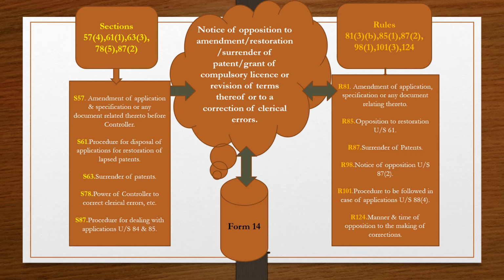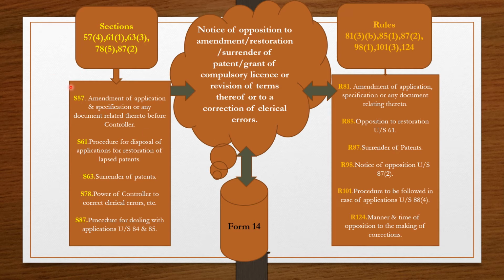Revision of Terms thereof or to a Correction of Clerical Errors. So all these things are included here in form 14. The title is a lengthy one, and the number of related sections and rules is also large. The related sections are 57, 61, 63, 78 and 87, and the related rules are 81, 85, 87, 98, 101 and 124.